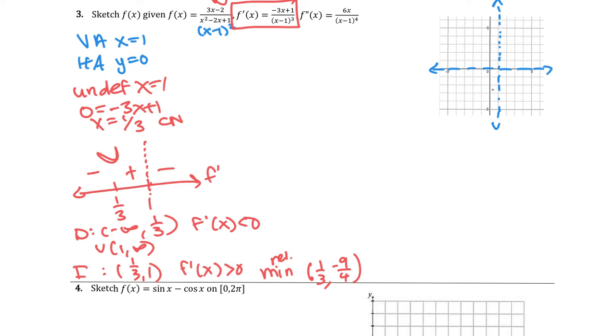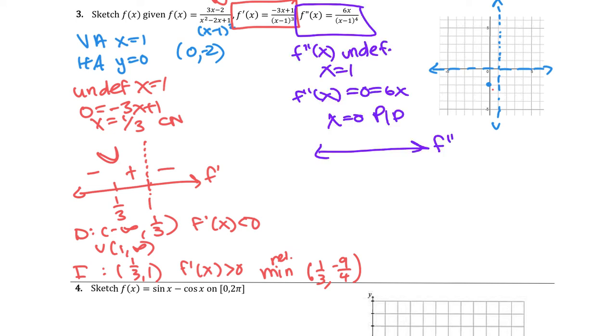And I'm also going to go ahead and find the y-intercept, which I should have done but forgot. If I plug in 0, I'm going to get negative 2 over 1. So 0, negative 2 is going to be my y-intercept. Now, why don't you go ahead and figure out where the second derivative is 0 or undefined. So the second derivative is undefined when x is 1, which we've already said there's a vertical asymptote there, so that's not in the function anyways.